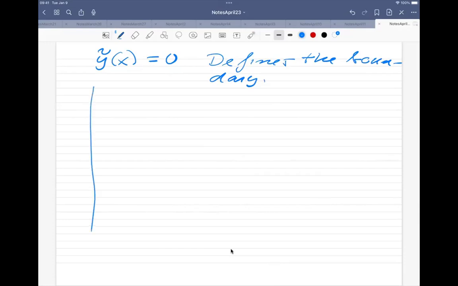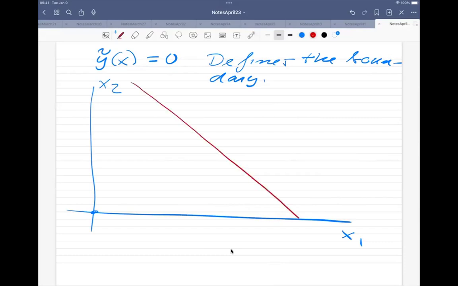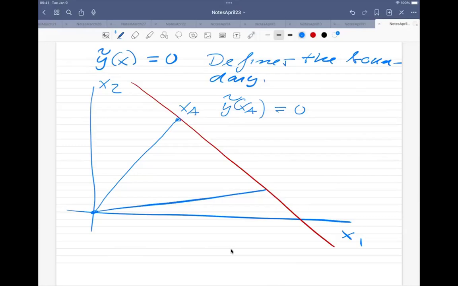If we now make a plot here, we have defined a specific origin. So we have x1 here and x2. We have found this demarcation line, the line which separates the two phases or the two domains. Every point on this line, so this is a point x of a, leads to y of x of a tilde equal to 0. We can have another point here, x of b, and that means that we have y of x of b equal to 0. So these are all on the line.